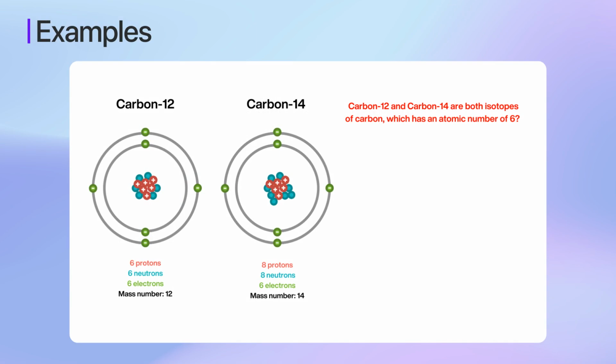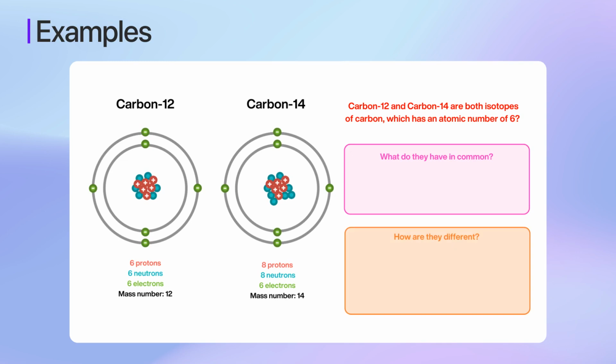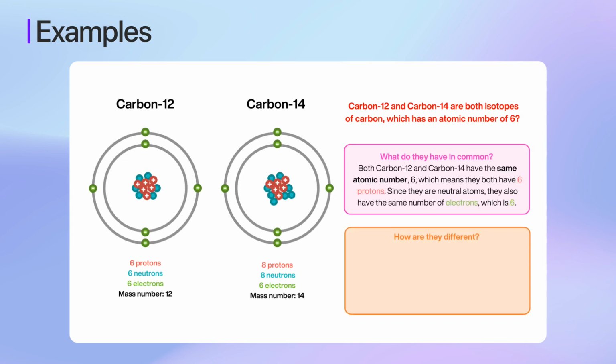In our first example, carbon-12 and carbon-14 are both isotopes of carbon, but which one has an atomic number of 6? So what do they have in common? How are they different? Well, both carbon-12 and carbon-14 have the same atomic number, 6, which means they both have 6 protons. Since they are neutral atoms, they also have the same number of electrons, which is 6.